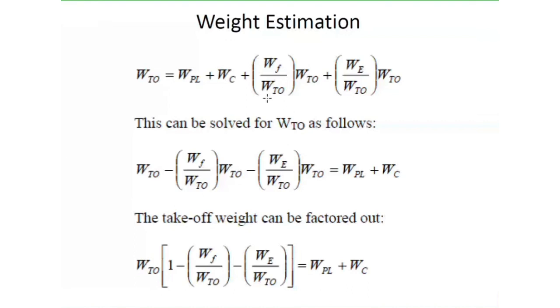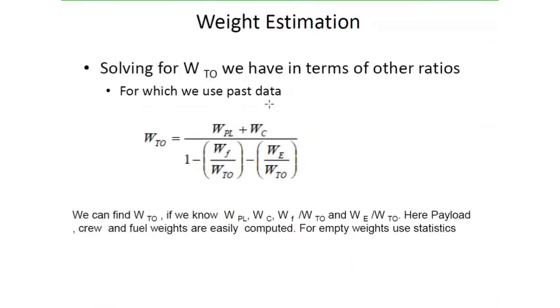So if we take these two terms to the left hand side, all the terms involving W takeoff weight, you have takeoff weight minus fuel weight fraction into takeoff weight minus empty weight fraction into takeoff weight is equal to payload weight and crew weight on the right hand side. So this we can simplify into saying that takeoff weight into 1 minus fuel fraction minus empty weight fraction is equal to payload weight plus crew weight. Rearranging, we get takeoff weight is equal to payload weight plus crew weight divided by 1 minus fuel fraction minus empty fraction.